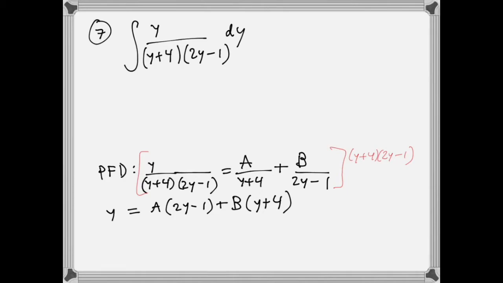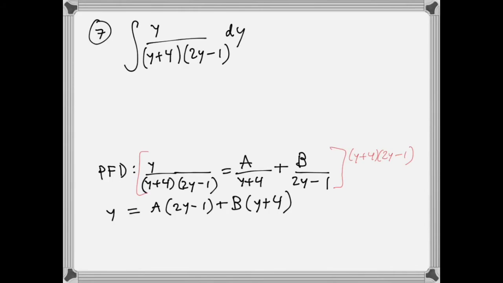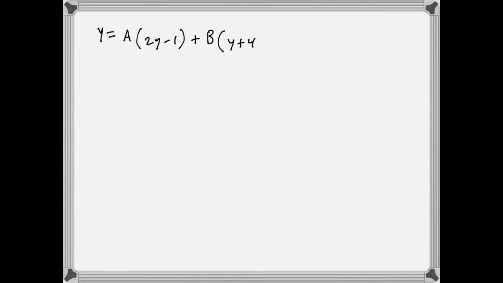Okay, now there are 2 ways of doing this. I want to show you guys the long way and then I'll show you guys the shortcut just so that you see them both ways for this very first problem and you can appreciate the shortcut a little bit more. So first, we're going to do it the long way. Let me rewrite it here. So y equals a times 2y minus 1 plus b times y plus 4. So first we're going to use no shortcut, right?